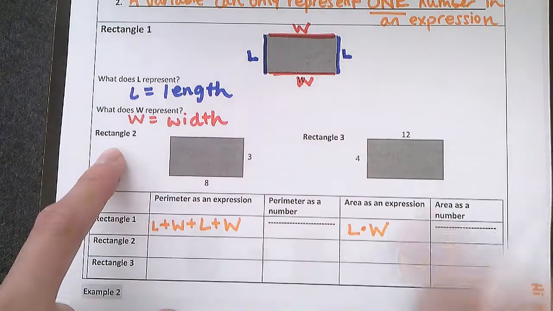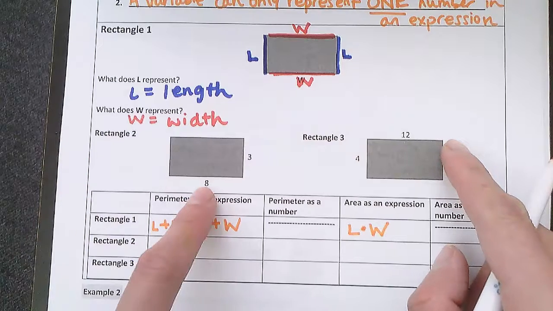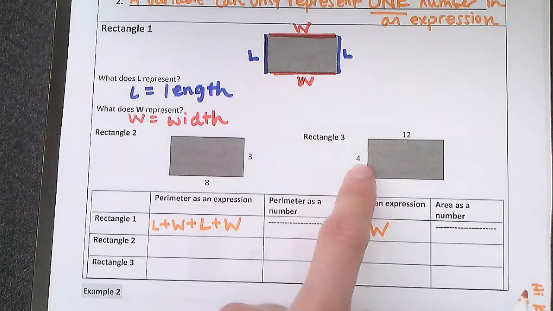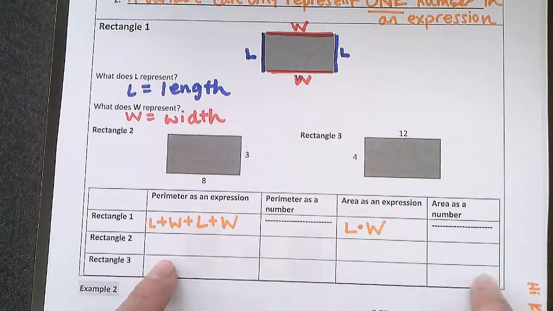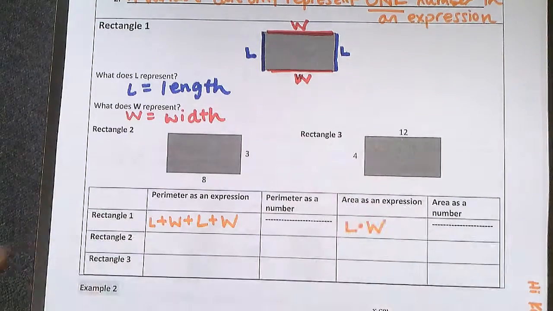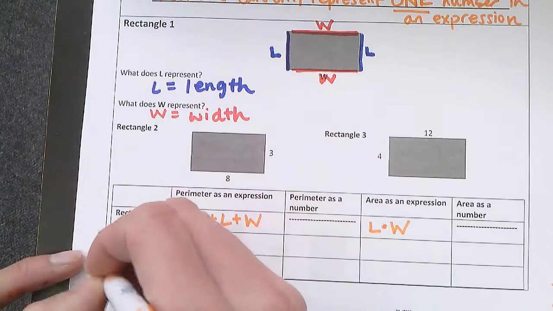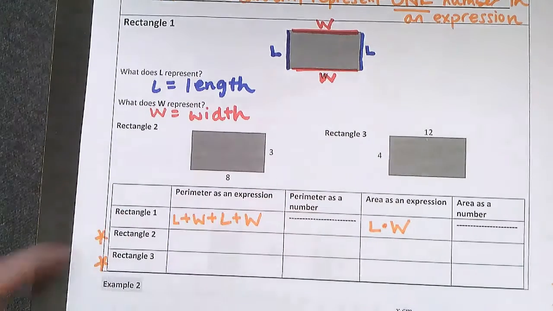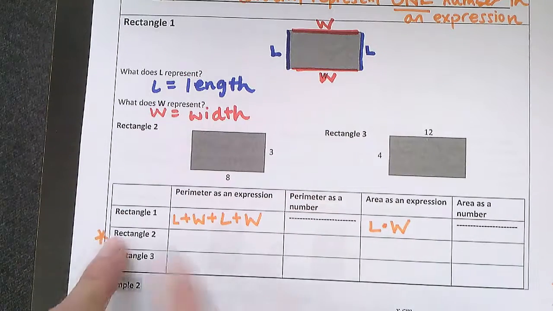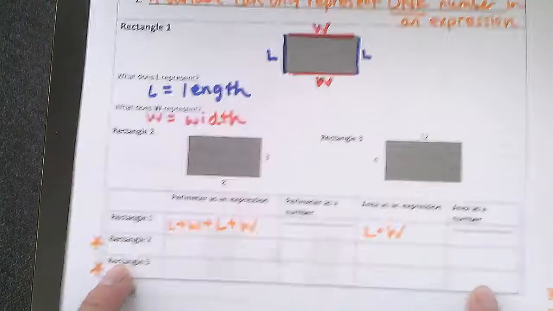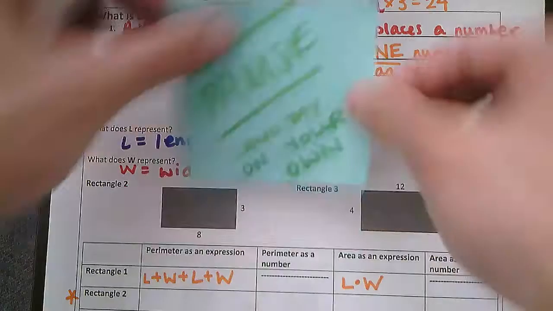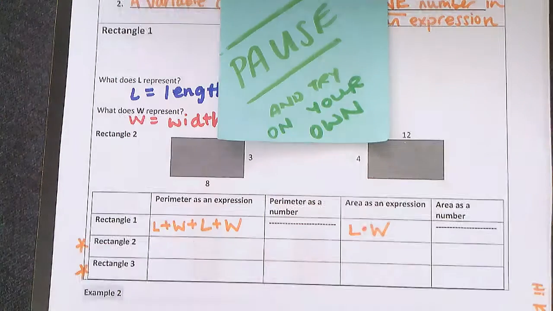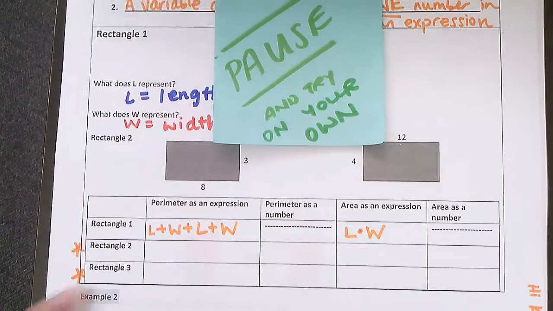But in rectangles 2 and 3, they actually give you numbers for the length and numbers for the width. So you can fill out all of these using these two rectangles. So I'm going to have you pause and try on your own. For rectangles 2 and rectangles 3, fill out the rest of this table. So let's pause, try these two.